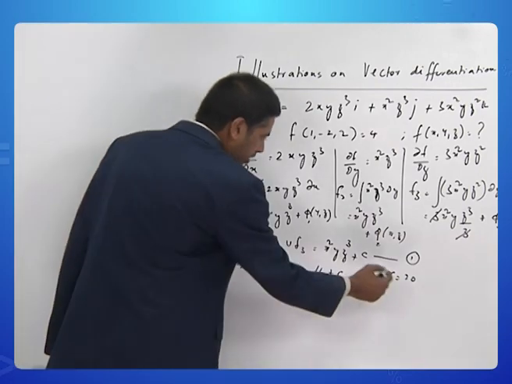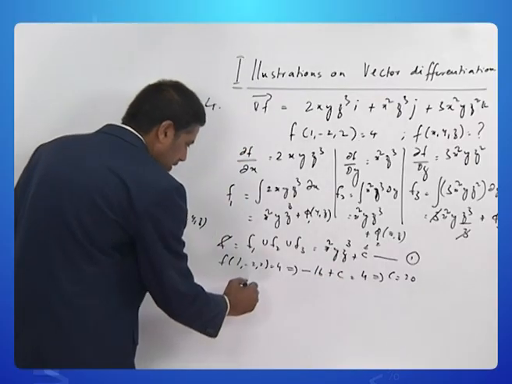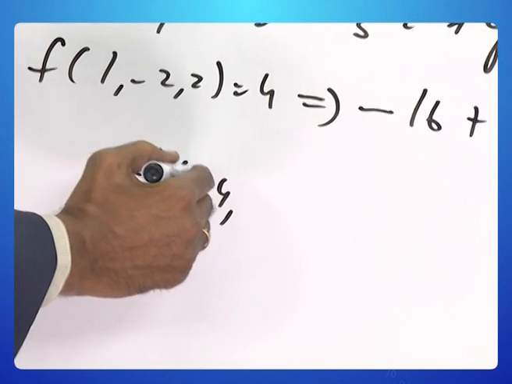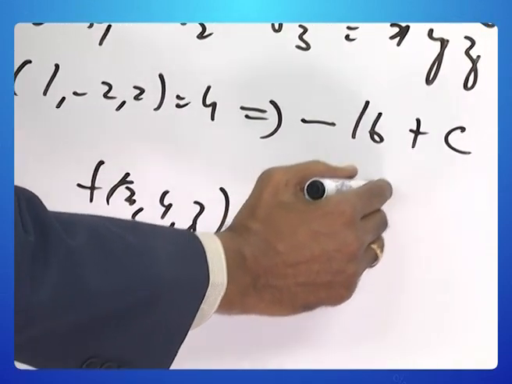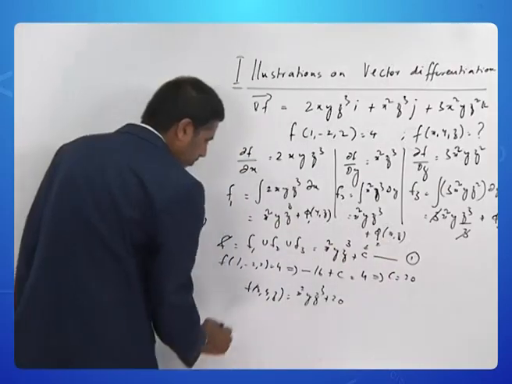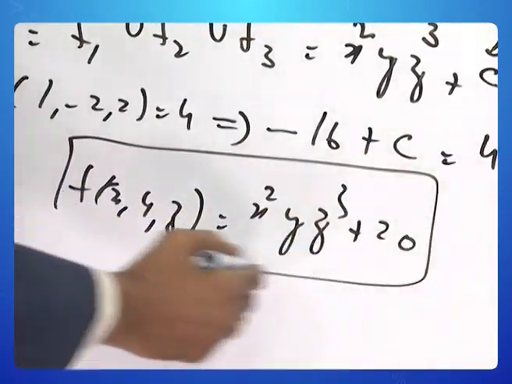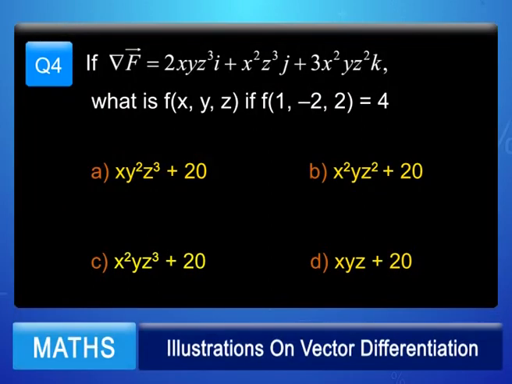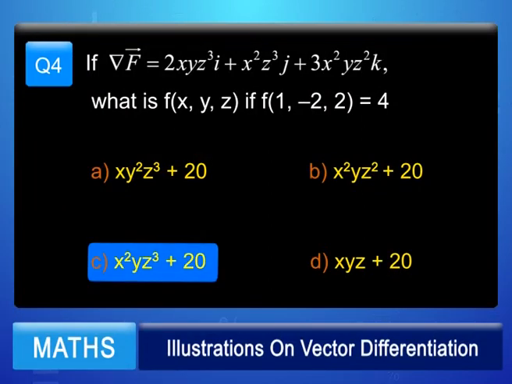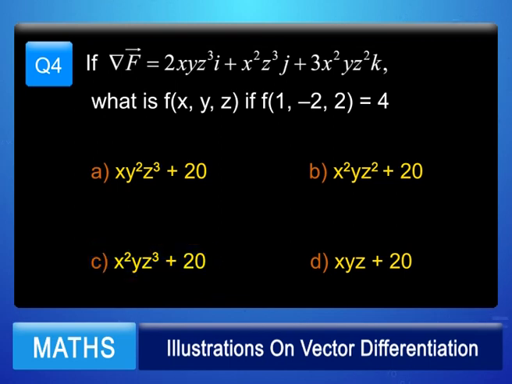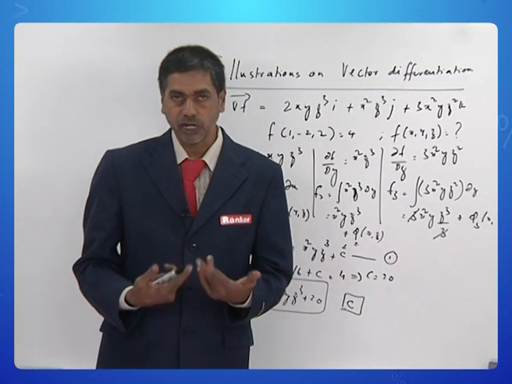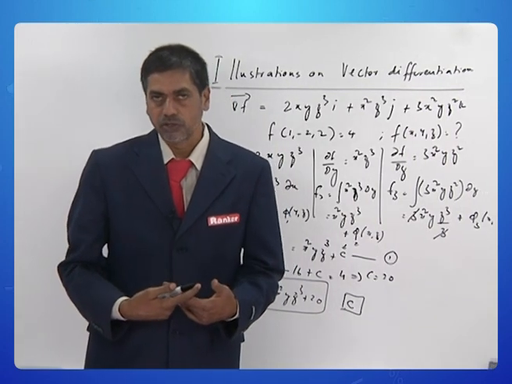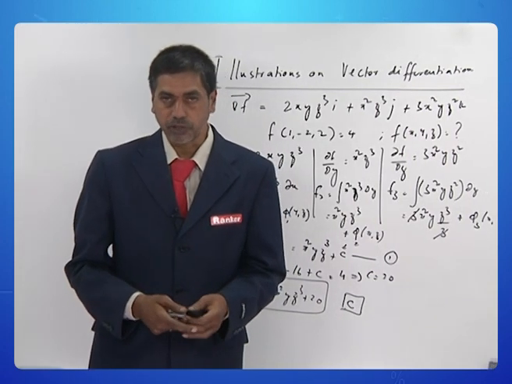So if you feed this c here, you will get f of x, y, z is equal to x squared y z cube plus 20. So you can see that the correct option is c. So this is one of the problems where the gradient field is declared and the scalar potential has to be constructed. So this is where partial integration comes into play.